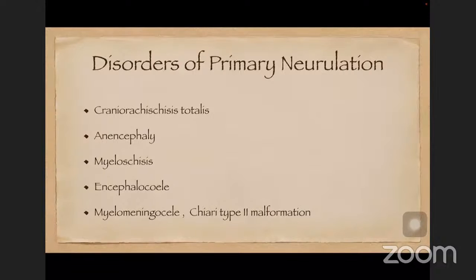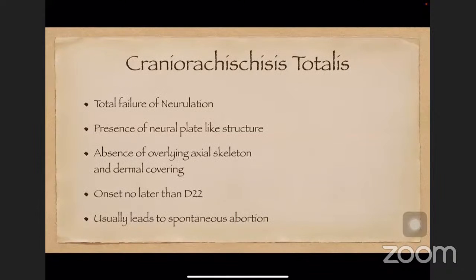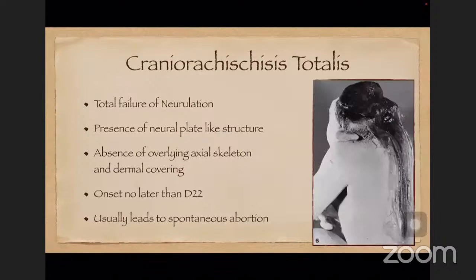So encephalocele, myelomeningocele, Chiari type 2 are the ones that we actually commonly encounter, but the other ones are not really very big. So what is craniorachis? It is a total failure of neurulation, which means that it's only the neural plate-like structure and there is no covering overlying. Now, if you remember that the fusion starts at the level of the lower medulla, which is day 22. So this defect has to arise before day 22, because then the fusion would have taken place. So this is a failure of neurulation, which means that the fusion also is not going to take place. And they usually lead to spontaneous abortion.